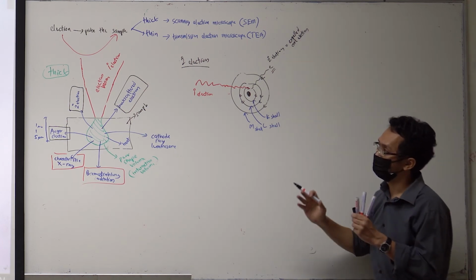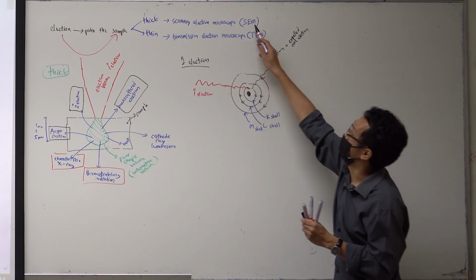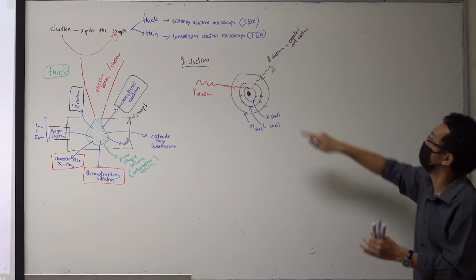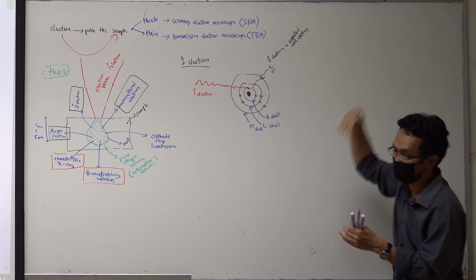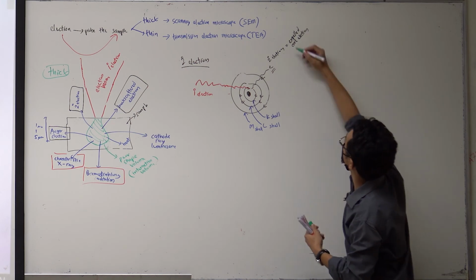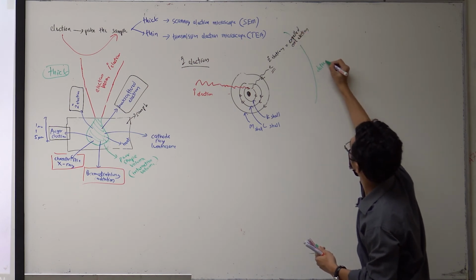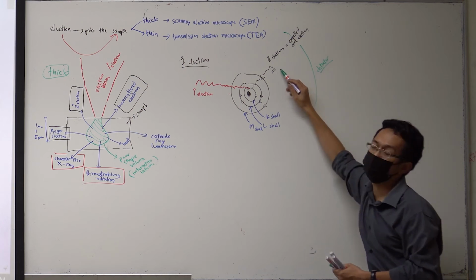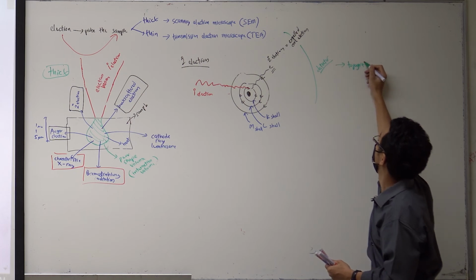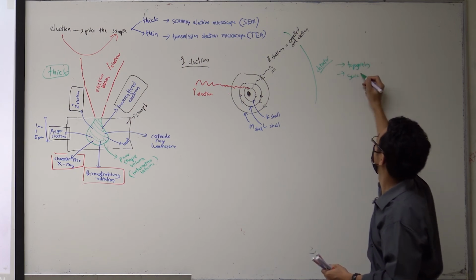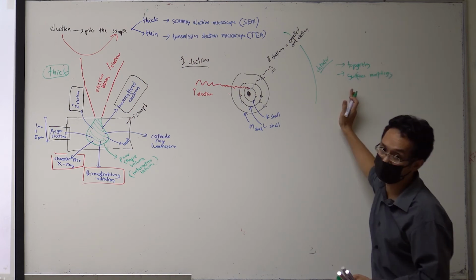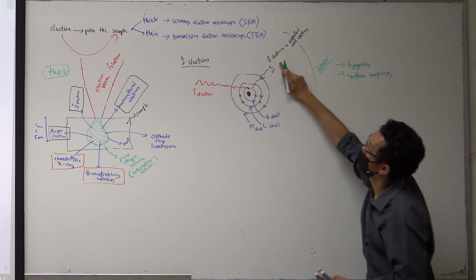So in SEM, they try to collect this secondary electron, because when you hit the material, the secondary electron will be expelled and go here and there. Imagine there is a detector here. The detector will detect the secondary electron, and from this you will get the topography, surface morphology of the sample, by analyzing this secondary electron.